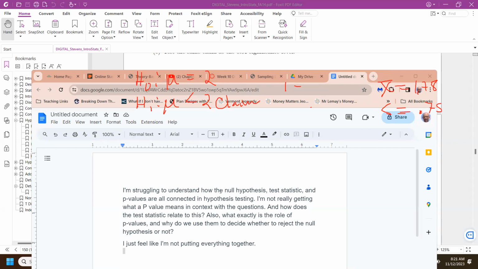So let's see. Null hypothesis, test statistic, and p-value are all connected. I'm hoping that what I've shown you here is how this works. The null hypothesis says there's no difference. The research or alternative hypothesis says there is a difference, and we have to go with the direction. The test statistic is basically how many standard deviations away from the mean, and the p-value is the probability of getting a test statistic that far away. Okay, and then we talked about how to reject H0. I'm hoping this is helping you.